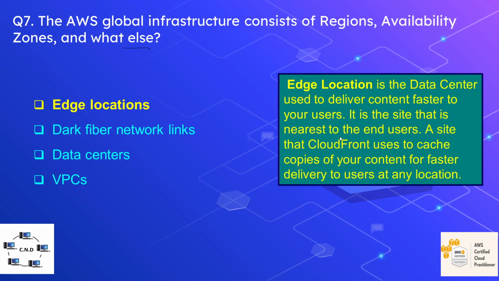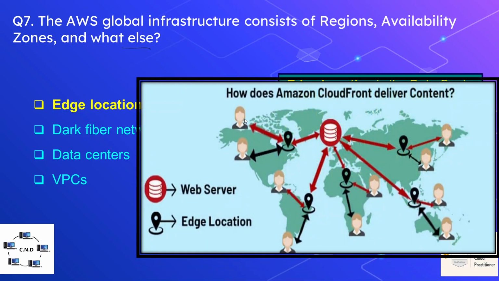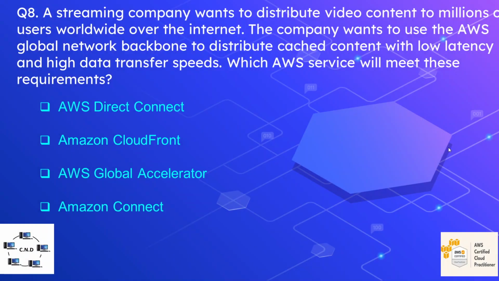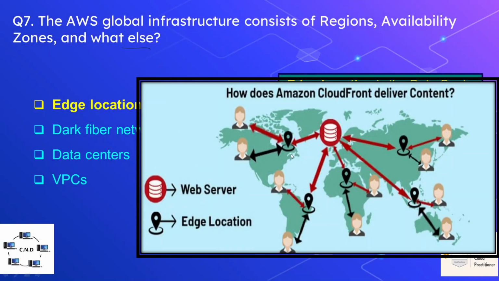It is the site nearest to the end user, a site that CloudFront uses to cache copies of your content for faster delivery to users at any location. So these are basically data centers that are physically located nearest to the end user, such as we can see in this diagram, where this is an AWS server, and these are the users or customers all over the world.